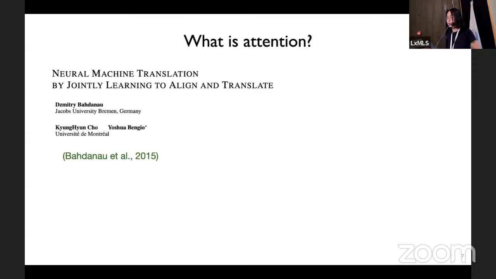The title is Neural Machine Translation by Jointly Learning to Align and Translate. So the idea of attention was first introduced in neural machine translation, for sequence-to-sequence models based on recurrent neural networks. I believe Chen, one of the authors of this paper, was just speaking at the summer school.